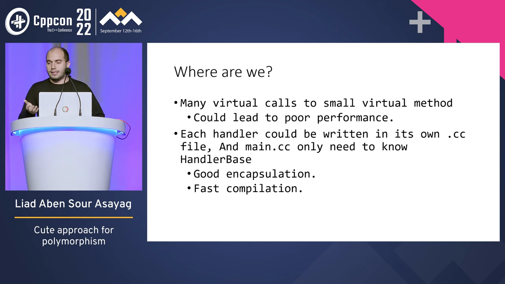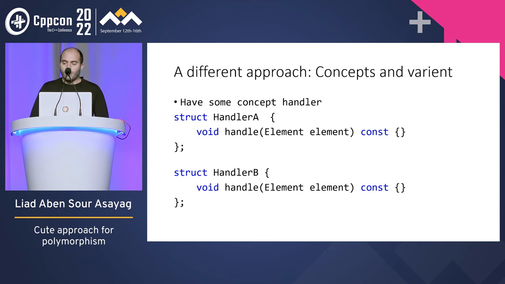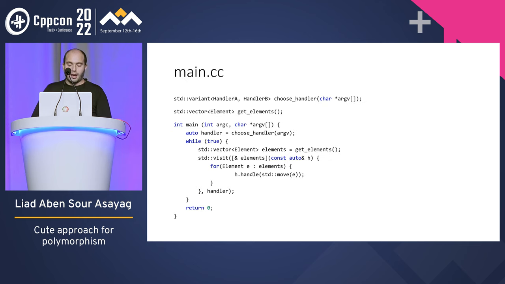I can add handler C and I don't even need to recompile my main function, so I have fast compilation. A more modern approach would be to use concepts and variant, and have some concept of handler, and then handler A and handler B are just good old structs. They have no virtual function or anything like that. And then I need to somehow choose whichever handler I want, so I need to return a variant of all the handlers. We also saw this in a talk a few days ago.